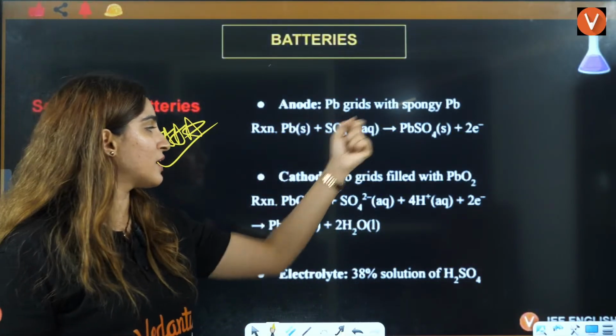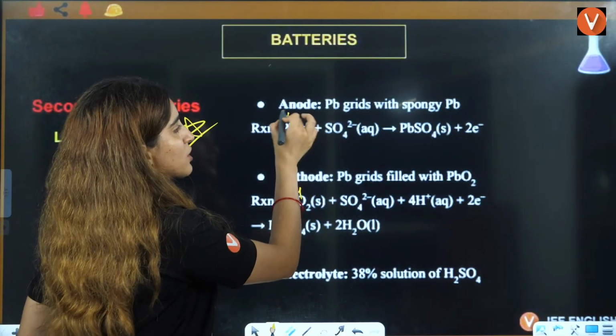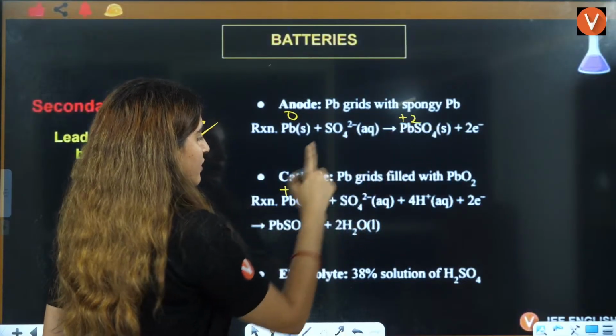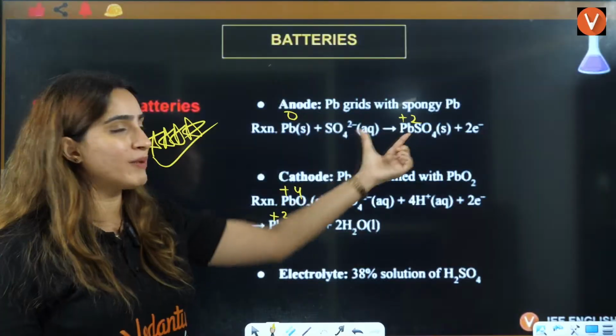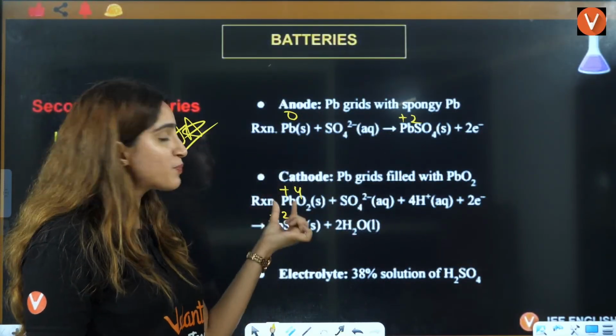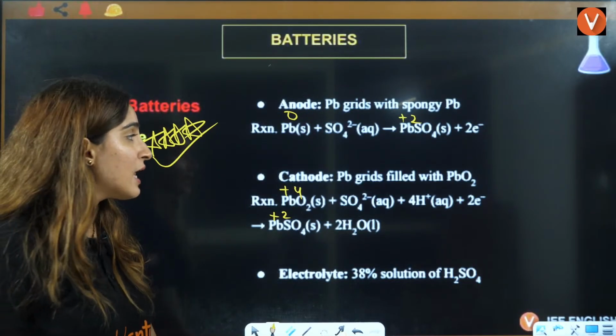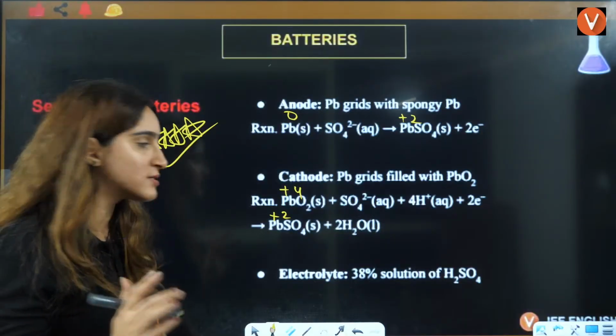Here it is losing the electrons, and here it is +4, okay? Here it is 0 to +2, here it is +4 to +2. So that's why the formation is PbSO4 in both. But here it is from Pb to PbSO4, here it is PbO2 to PbSO4, right? And these two reactions are very important. Directly they have asked this, right?